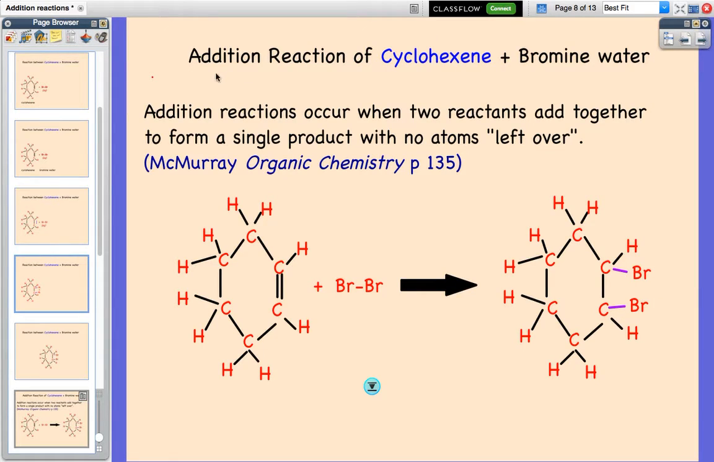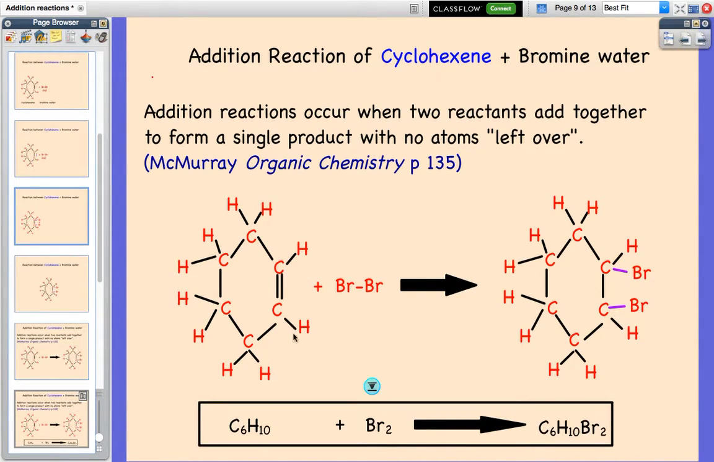We call this reaction an addition reaction, because addition reactions occur when 2 reactants add together to form a single product. There are no leftover atoms. You can see the structural formula that we have here is also followed up with the condensed molecular formula down the bottom there. It's C6H10 plus Br2 becomes C6H10Br2. So you can see there are 2 reactants, only 1 single product.